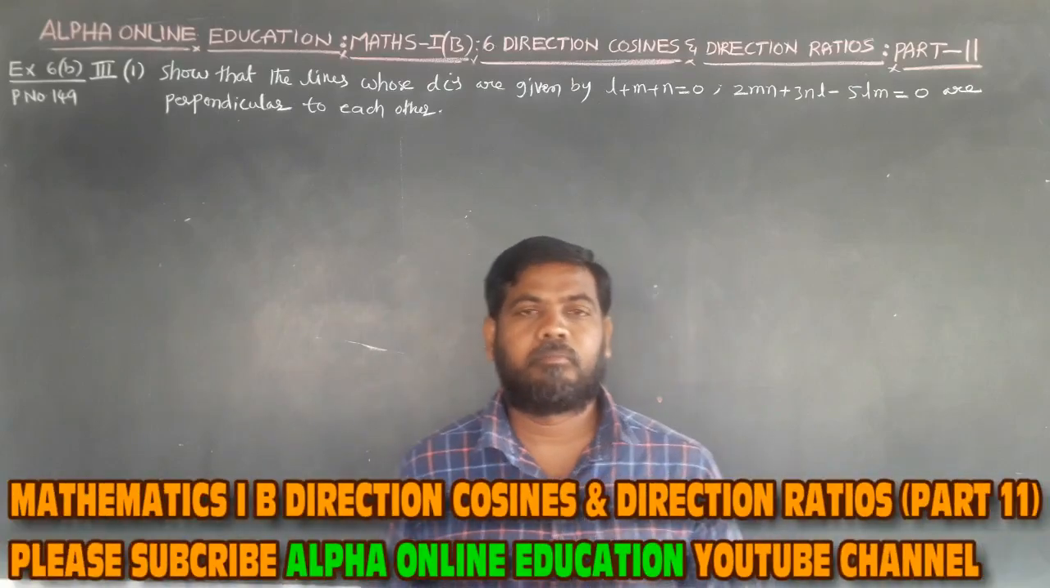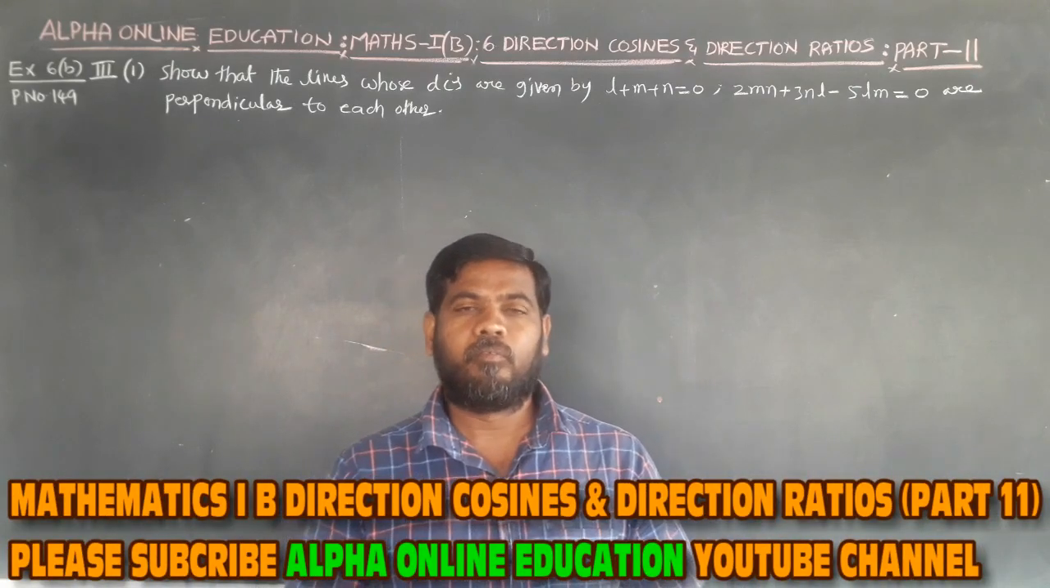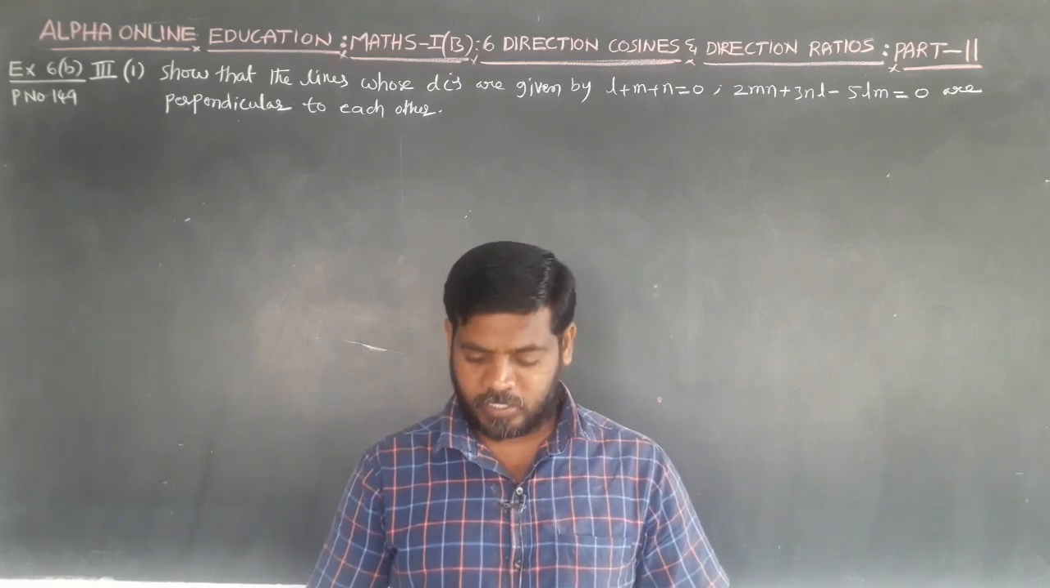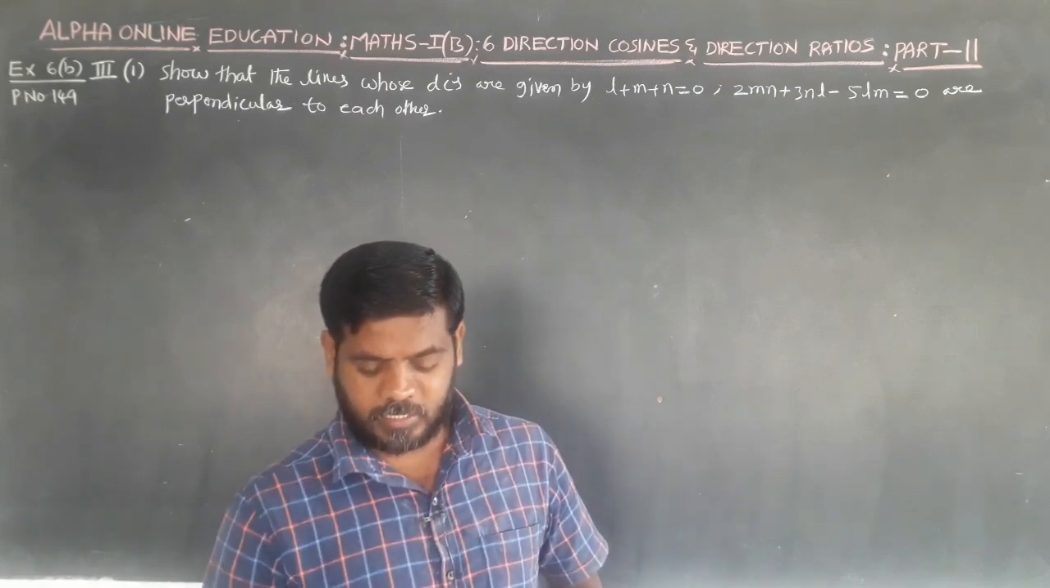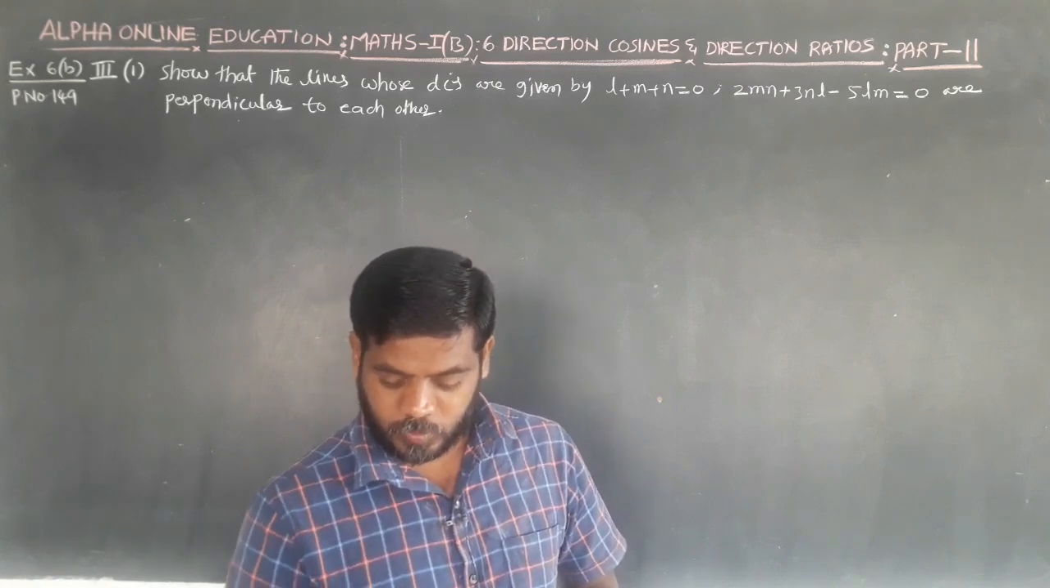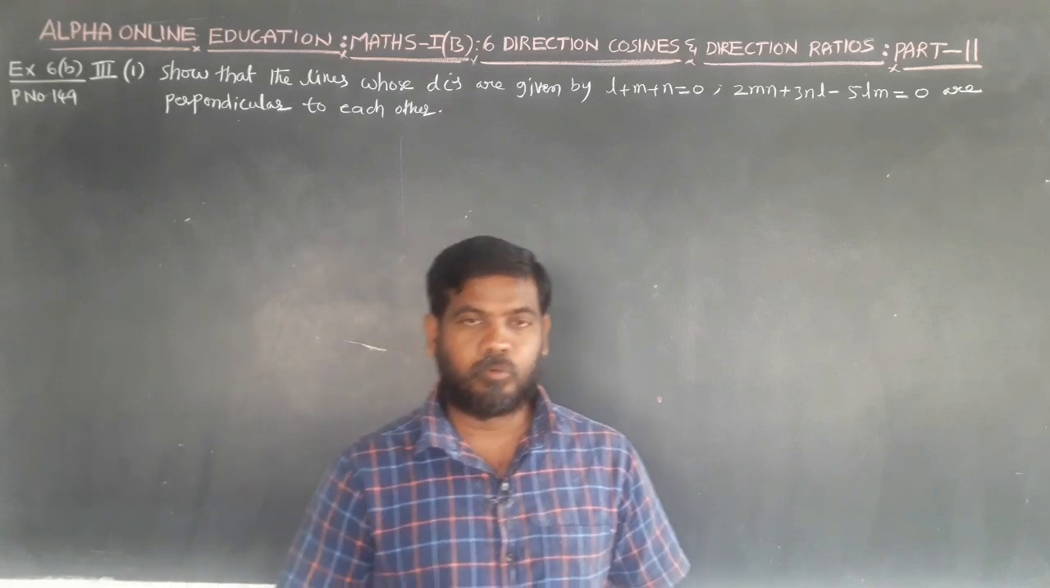One problem, Mathematics 1B, 6th chapter, direction cosines and direction ratios, Exercise 6B, Roman numeral 3, first problem, most important question.